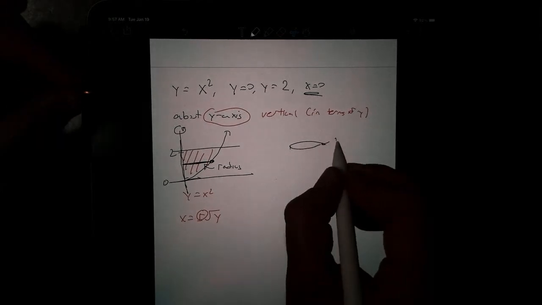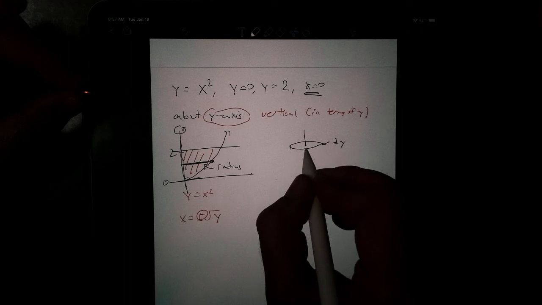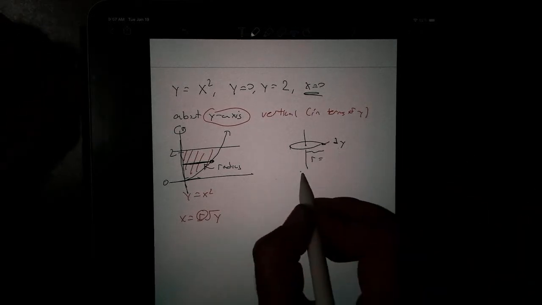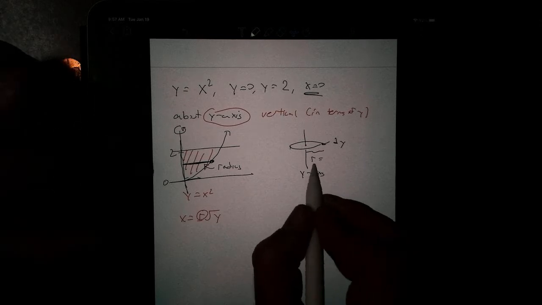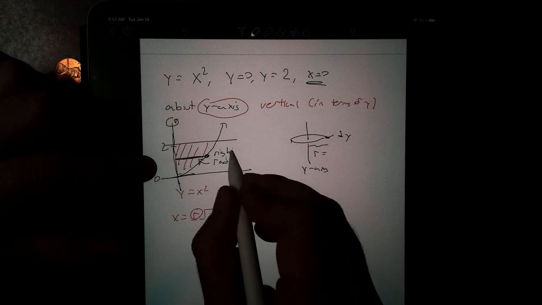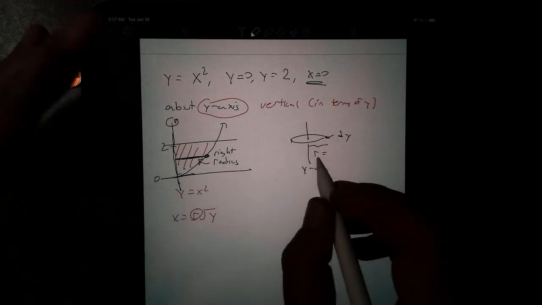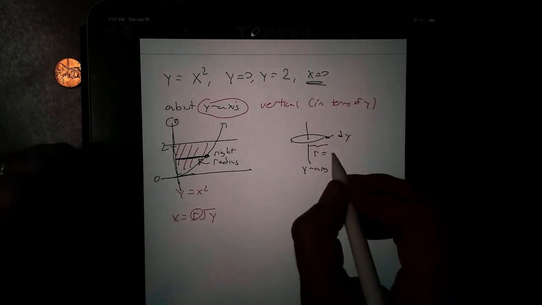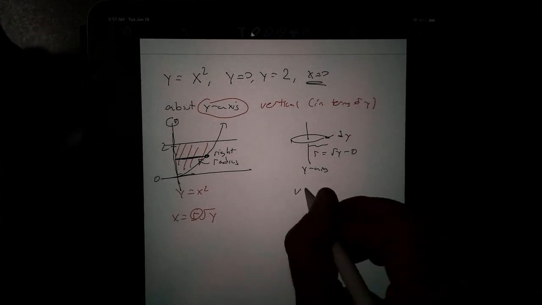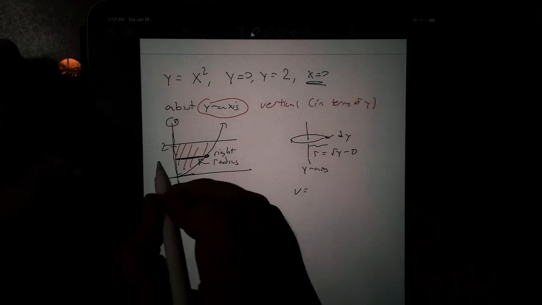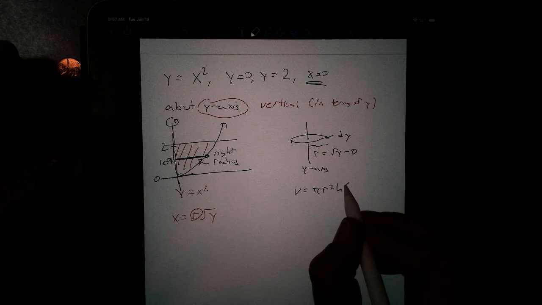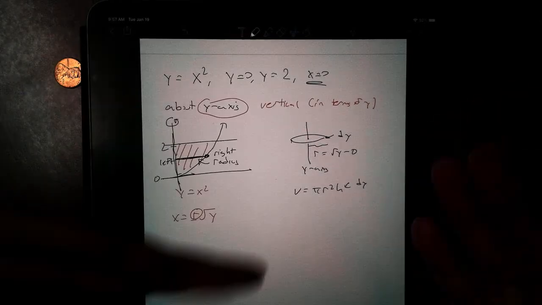The skinny part would be dy. My radius would be right here. There's my y-axis right here. The radius will be right minus left. So my right is the function, that parabola. Be careful, we're in terms of y, so root y minus 0, because that's my left right over here, that would be 0. My volume is pi r squared h. Remember, this time h is dy because we're in terms of y.